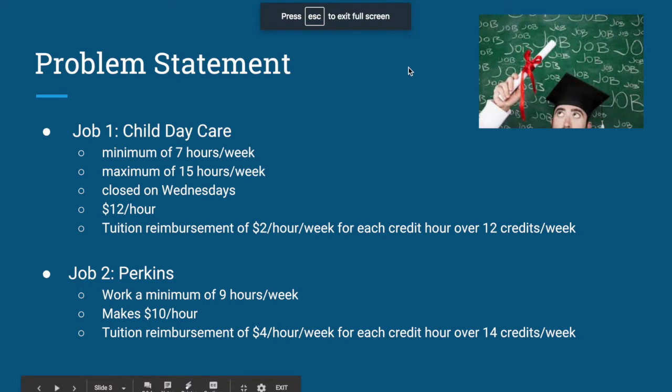John works two jobs. His first job at daycare has constraints of working at least 7 hours, but no more than 15 hours per week, and cannot work on Wednesdays. He makes $12 an hour and makes an additional $2 per hour per week for every credit he takes over 12. For his second job as a waiter at Perkins, John has constraints of working at least 9 hours per week. He makes $10 per hour and makes an additional $4 per hour per week for every credit he takes over 14. And now Alex will talk about the MATLAB code we produced.